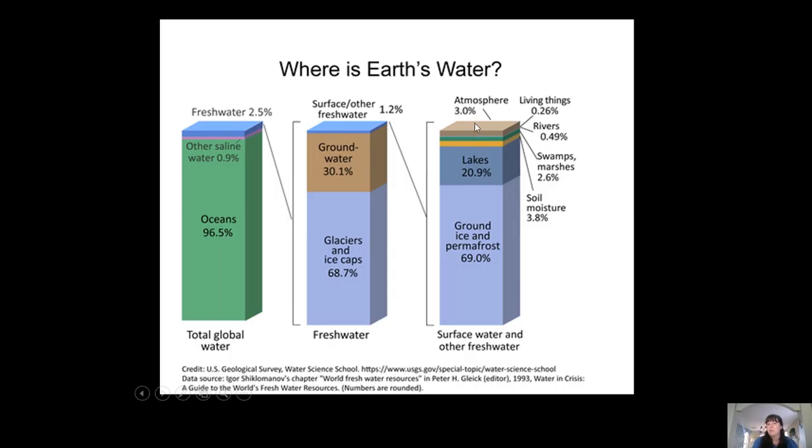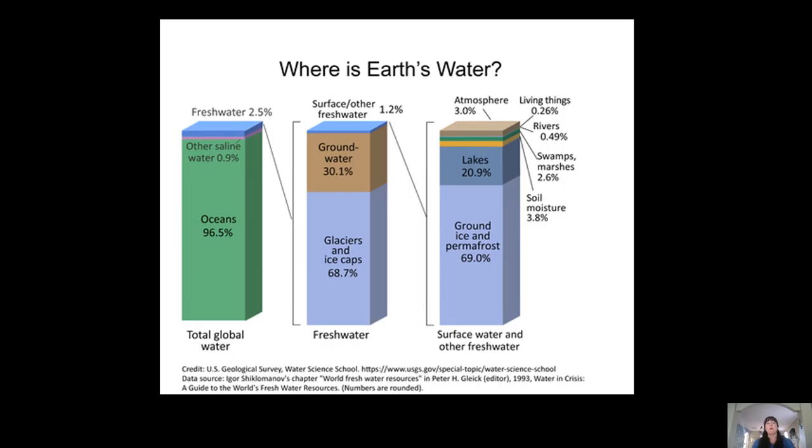Atmosphere, if you remember, varies between 1 to 4%, depending on if you're near water or not. Living things also house water, rivers, swamps, and marshes. And right here, soil moisture. This is going to be important because when we talk about soils and we talk about crops and agriculture, our soil, and if it's productive soil, which we want, has to contain a certain amount of moisture. All right, so a lot of our water, if you look at that, that's pretty high, 3.8% of that water that's usable to us is in soil, which is good.